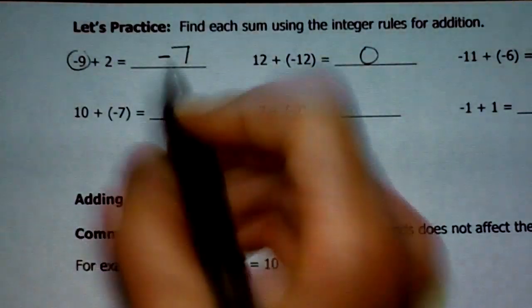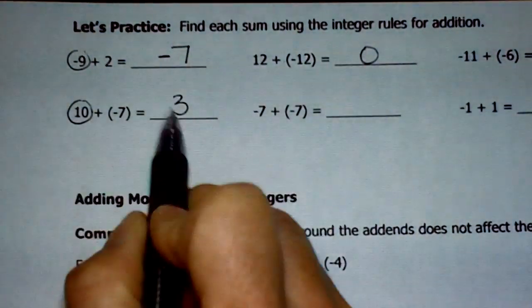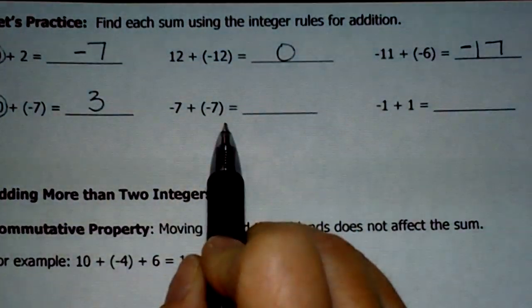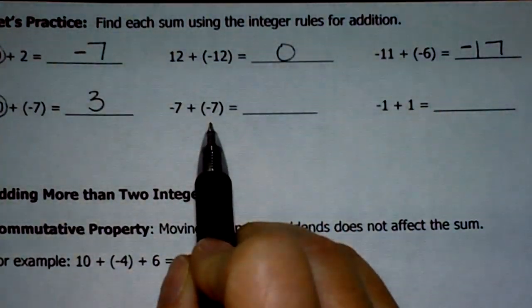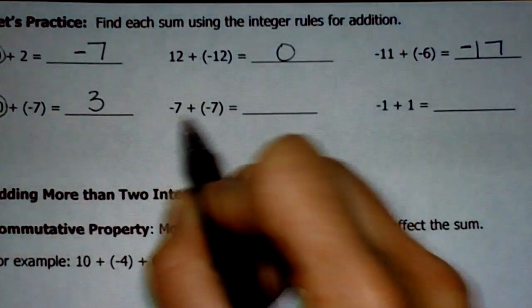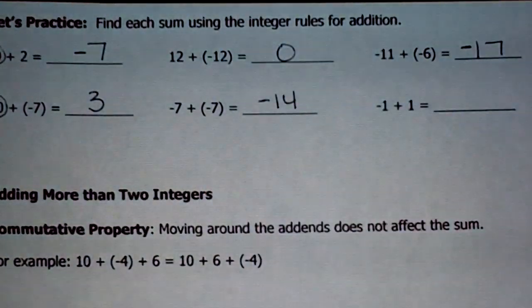Okay, next I have 10 plus negative 7. 2 different signs. Subtract the digits. 10 minus 7 is 3. Take the sign of the greater digit. It's positive. A lot of people want to write 0 for this one because you see the same digit, but 0 happens when you have opposite signs. These are not opposite signs. These are 2 of the same sign. And 2 of the same sign says add the digits, keep the sign.